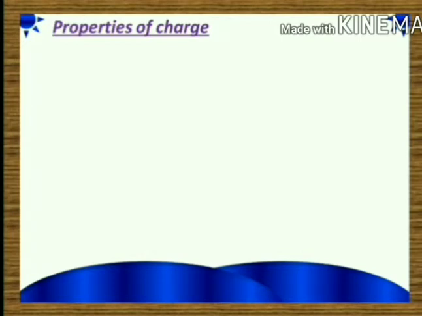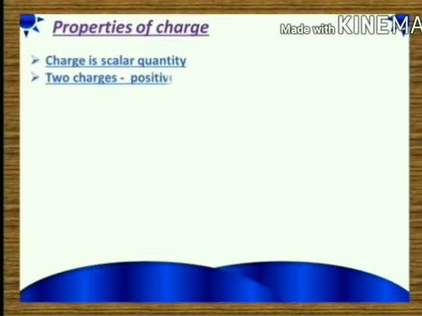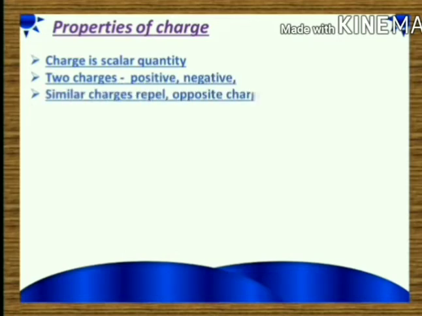Charge is a scalar quantity that doesn't have any direction, it has only magnitude. There are two types of charges, positive charges and negative charges. Similar charges repel each other and opposite charges attract each other. That means positive-positive and negative-negative repel each other, and positive-negative attract each other.